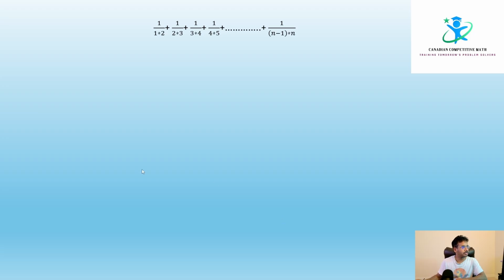So we have a summation of fractions. 1 divided by 1 times 2 plus 1 divided by 2 times 3 plus 1 divided by 3 times 4 plus 1 divided by 4 times 5 all the way till 1 divided by n minus 1 times n. So this looks a bit like a complicated multiplication and addition of those fractions. But if you look at the problem a bit deeper, you'll see a trick here.